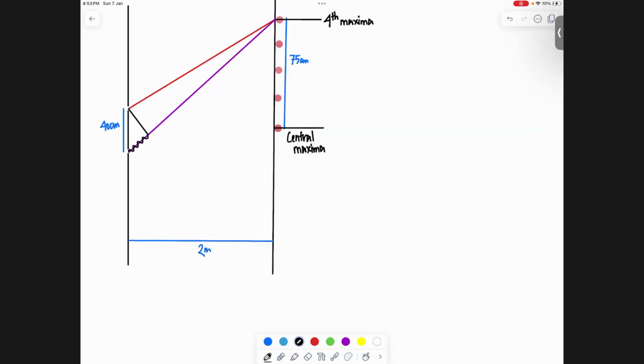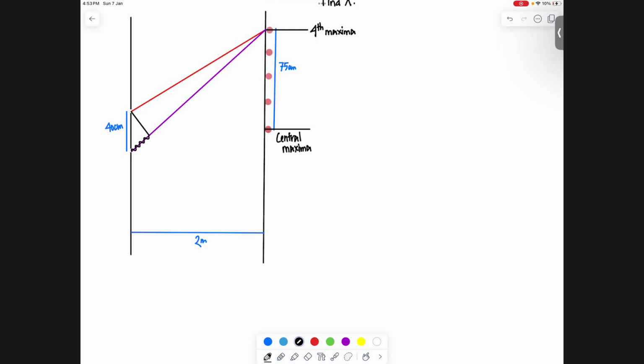So what we have to do now is find the length of the red line and the length of the violet line and find the difference between these two. Why does 4 lambda come? Central maxima is when light from here and there has 0 path difference. First maxima is when the line from here to there has 1 lambda path difference. Second maxima has 2 lambda, third maxima has 3 lambda, and fourth maxima is when the two lines have a path difference of 4 lambda. And 4 lambda, 3 lambda, 2 lambda, 1 lambda all result in a maxima, a bright spot.